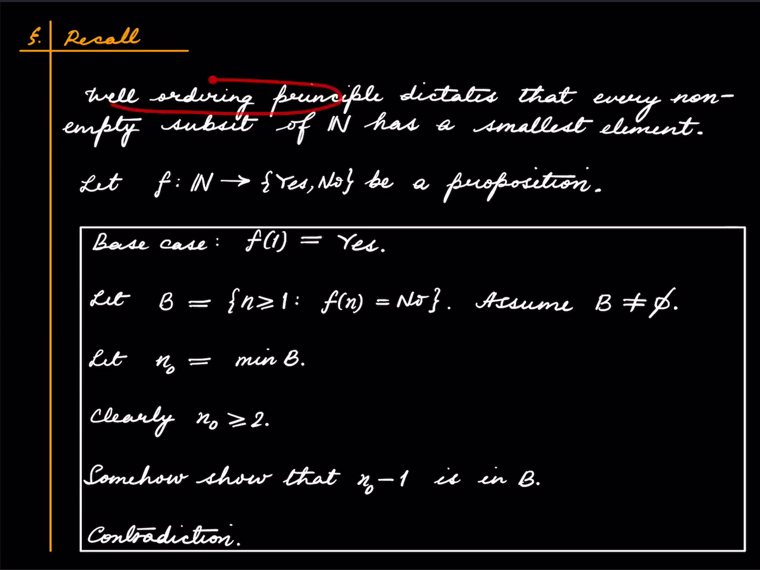The well-ordering principle says that every non-empty subset of the natural numbers has a smallest element in it, which means that if S is a subset of natural numbers, S non-empty, then there exists an element little s in capital S such that little s is at most t for all t in S. So that's what that means.